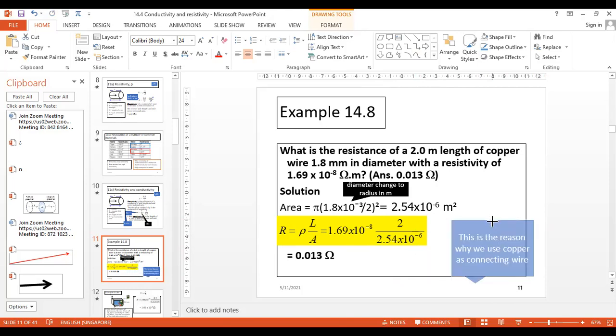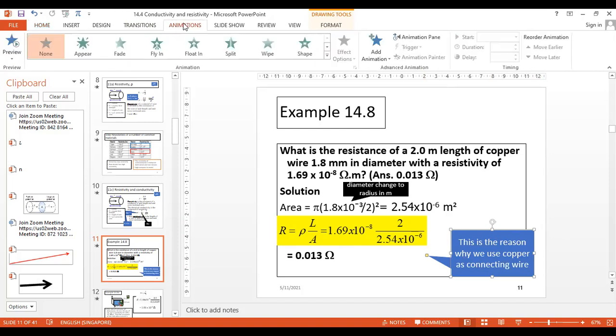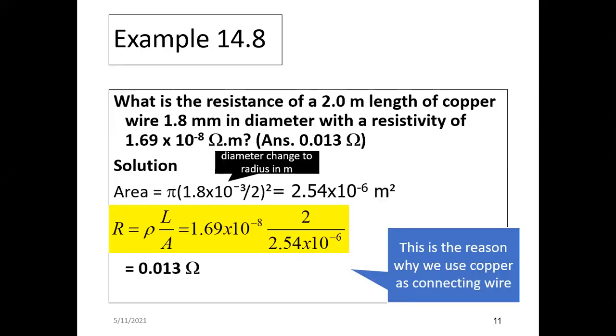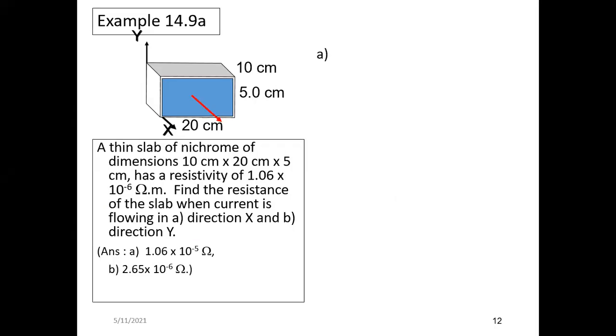Just to show you that the resistance is very low. We don't usually work with such low resistance. That's the reason why we use copper wire for connecting in your circuit. Okay, let's carry on. All right, calculate that.